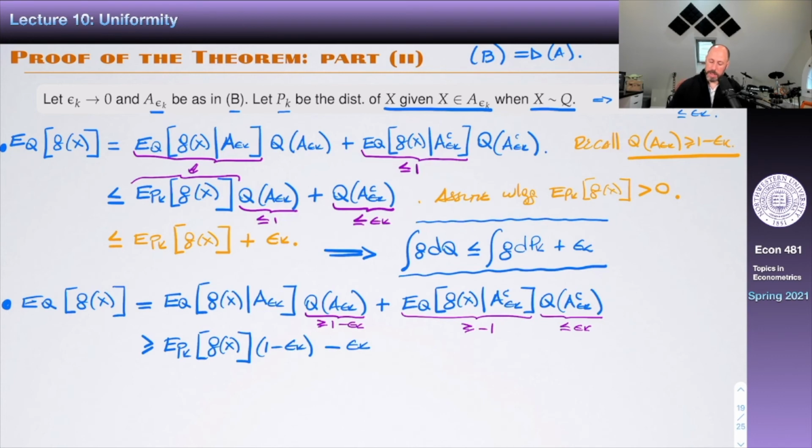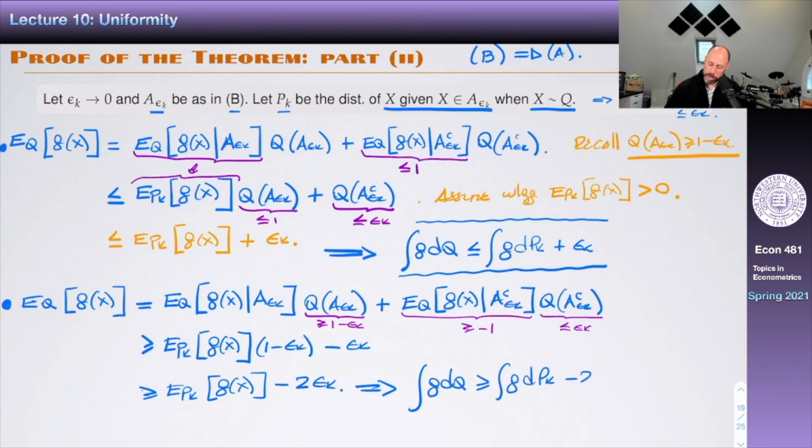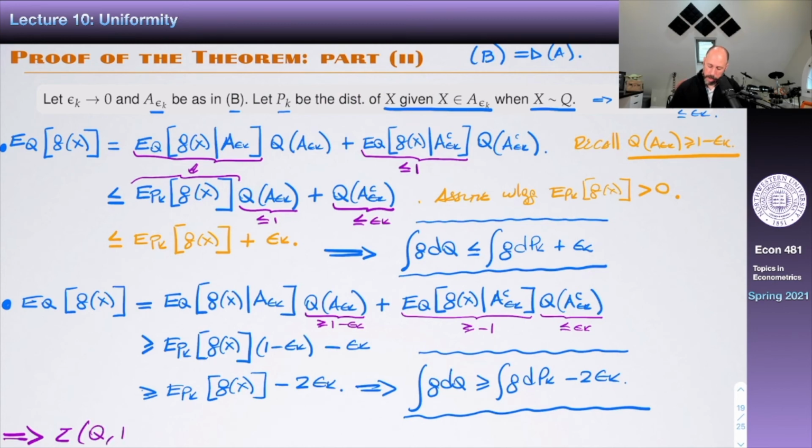And so that's where we are. And so now from here, this is greater than or equal to the expected value under pk of g of x minus 2 epsilon k. And so the integral of g dQ is greater than or equal to the integral of g dPk minus 2 epsilon k. And so, putting those both together, tau(Q, Pk), which is the supremum of this, is less than or equal to 2 epsilon k, which is what we wanted to show.